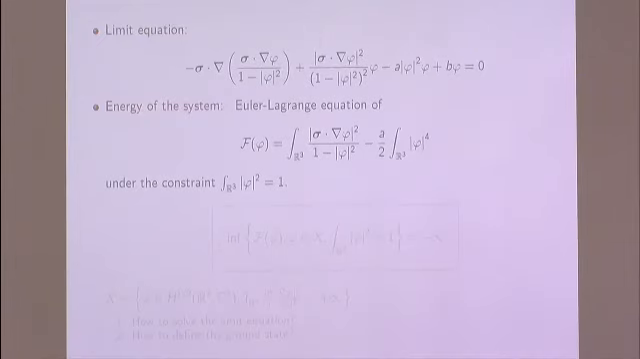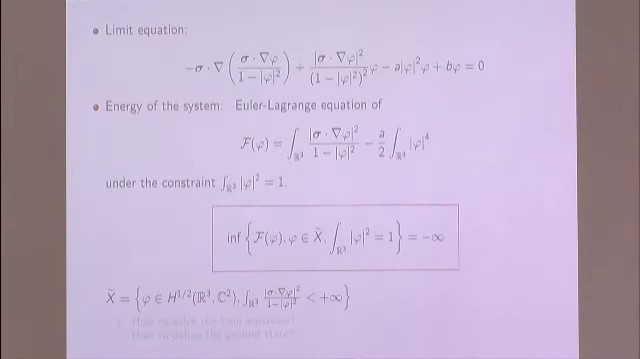We remark that the limit equation is the Euler-Lagrange equation of this energy functional under this normalization constraint. Unfortunately, this energy functional under this constraint is not bounded from below in the set of functions for which the energy f is finite. Then we are faced with two problems. One, how to solve the limit equation, and second, how to give a good definition of the ground state.